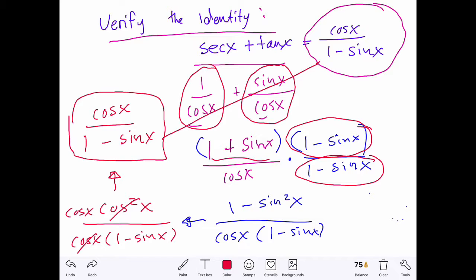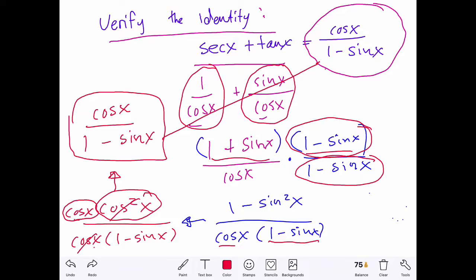So 1 plus sine x times 1 minus sine x is 1 minus sine squared x. And then I decided not to multiply that through here. I kept it like that, okay? And then notice 1 minus sine squared x becomes cosine squared x, and then I can cancel one of those cosines, leaving me with just 1 cosine upstairs. And then I'm in the form that I'm looking for. So it's just a process of using your identities to make it look like the other side of the equation. You can use a conjugate, or you can use your identities.